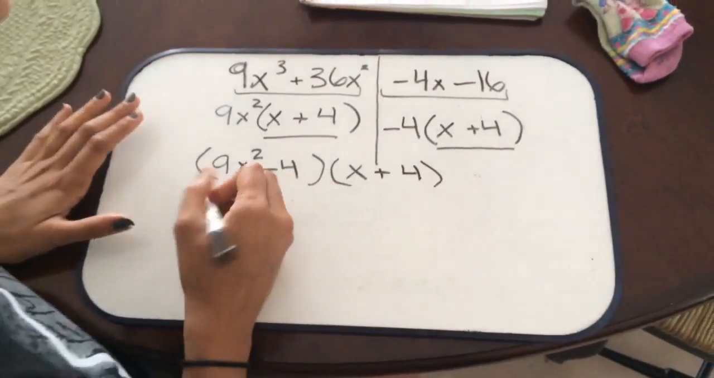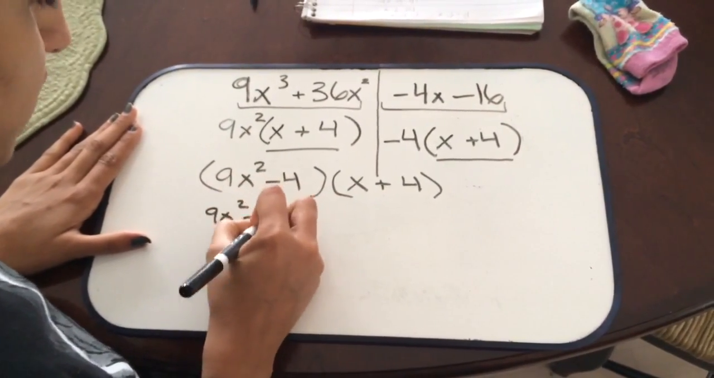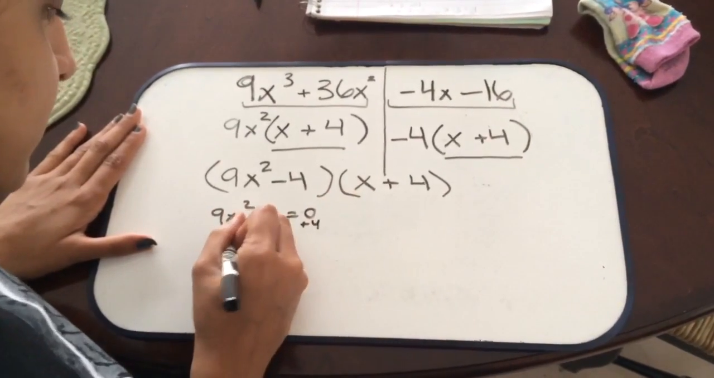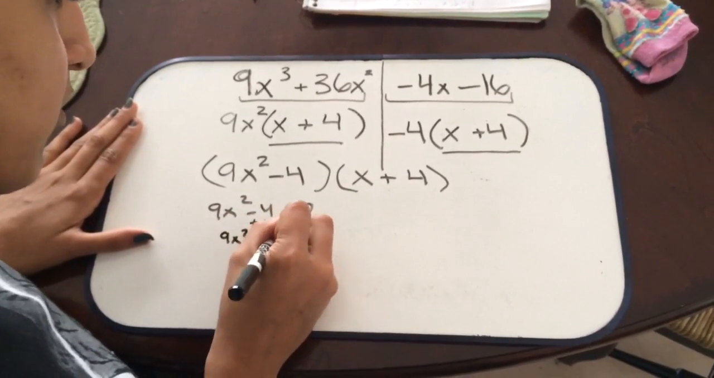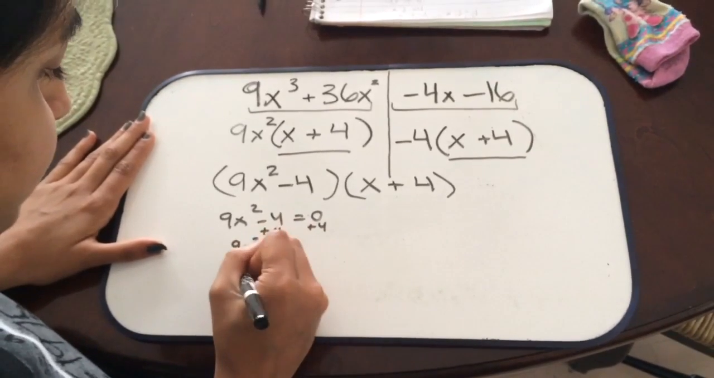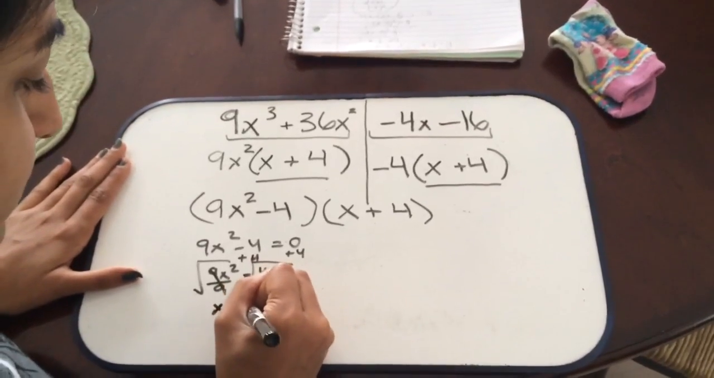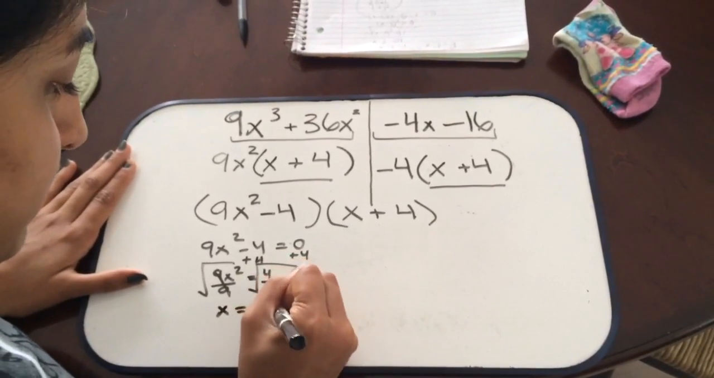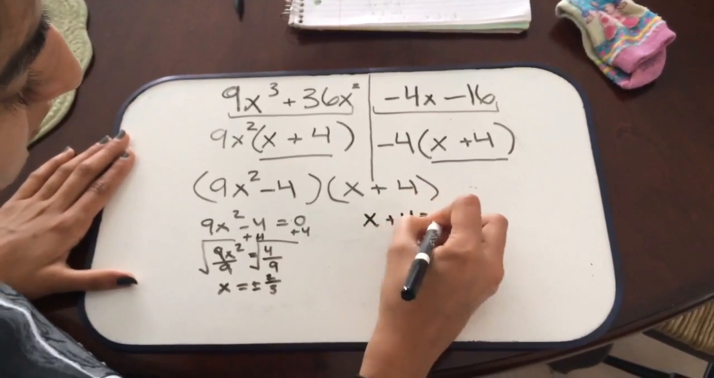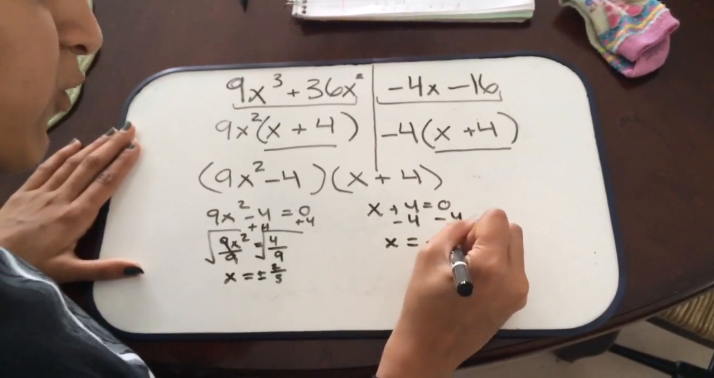Then just like in the past ones, you solve them individually, starting with 9x squared minus 4 equals 0. So you add 4 to both sides, leaving you with 9x squared equals 4. And then you divide by 9 and square root both sides, leaving you with x equals plus or minus 2/3. And this side is simple: x plus 4 equals 0, minus 4, minus 4, x equals negative 4.